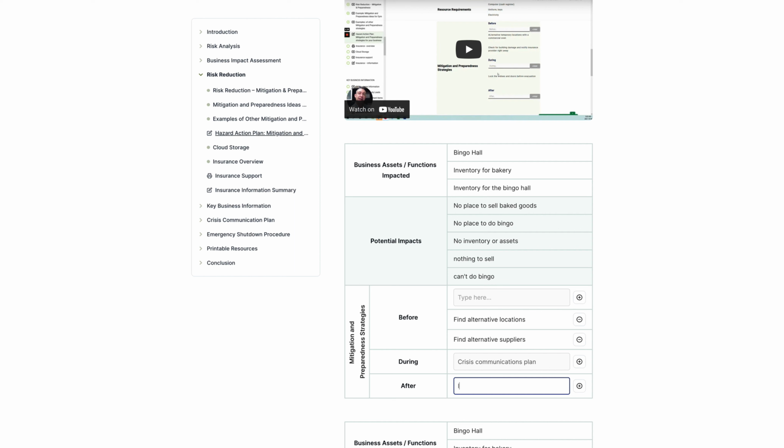And likewise, afterwards, we could do something like an inventory count if we're worried about lost inventory caused by these hazards that have happened. And again, that is a strategy you can implement afterwards to help your business recover quickly and mitigate the downtime and the damage that could occur to your business.